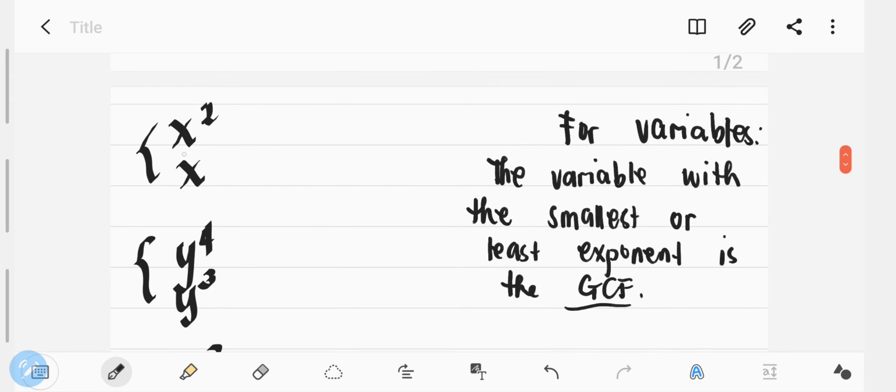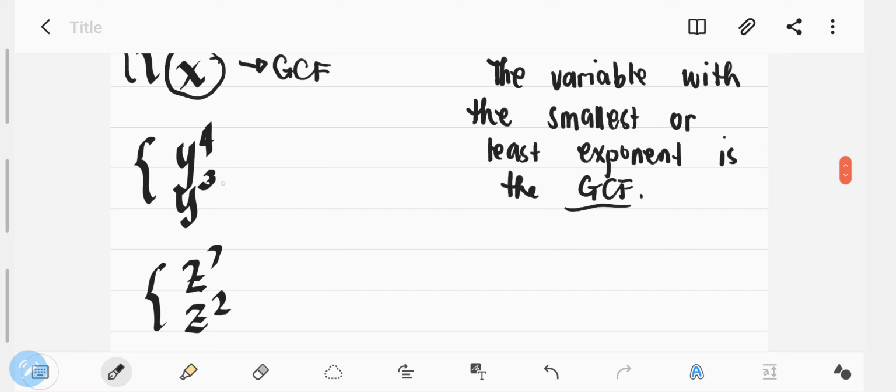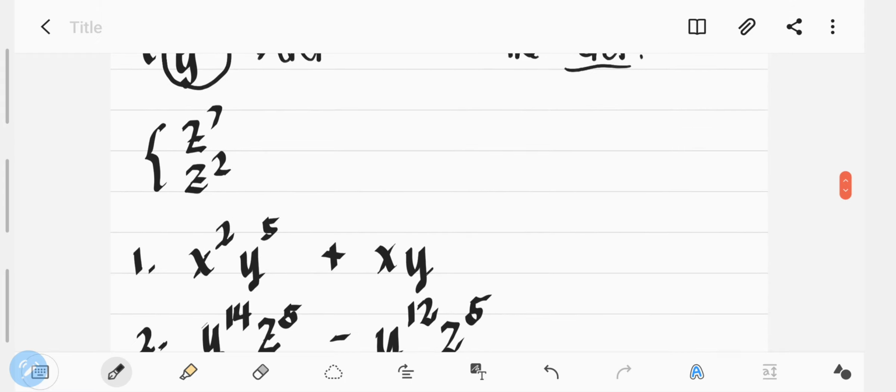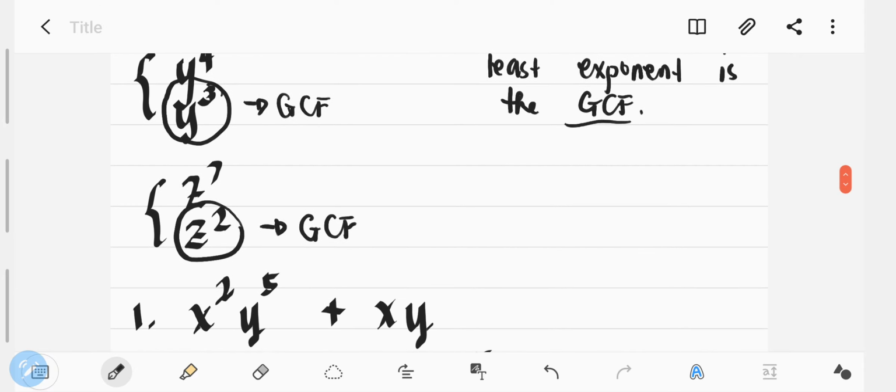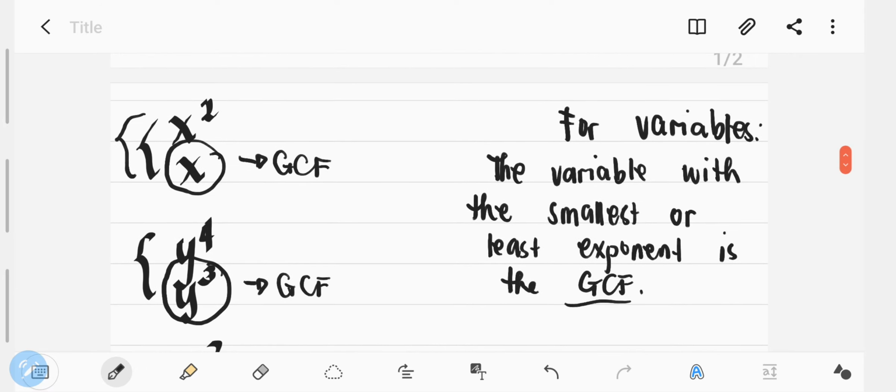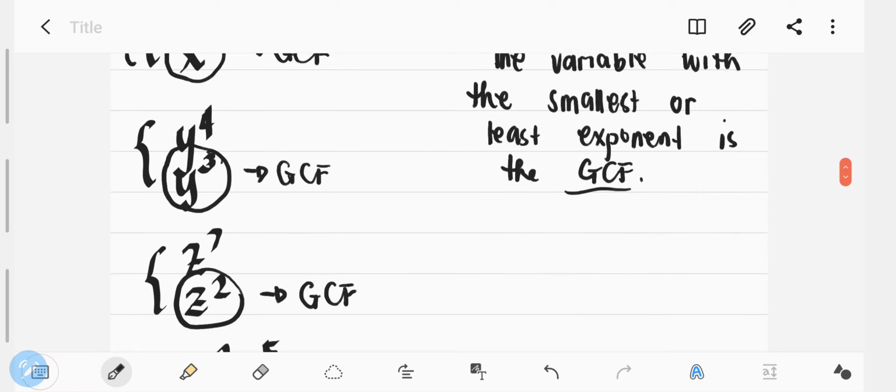So, in this case, sa x squared and x, ang mas mababang exponent is yung x. So, therefore, siya ang ating GCF. As simple as that. Dito naman, y to the fourth and y cubed, mas mababa ang y cubed, kaya siya ang ating GCF. Wala na tayong kinocompute ha. Dito naman, z to the 7 and z squared, mas mababa ang z squared, so siya ang ating GCF. Okay? So, sobrang dali lang nun. Laging tandaan, the variable with the smallest or least exponent is the GCF.